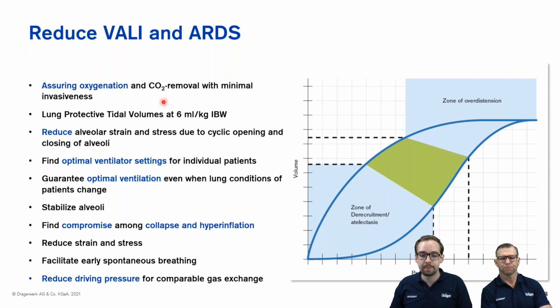At the same time, I think it's still clear priority number one is assuring oxygenation and CO2 removal with minimal invasiveness. We heard already about lung protective tidal volumes. What we also want to do is reduce stress and strain, finding optimal settings, stabilizing alveoli, finding a compromise between collapse and overdistension, and also, as one of the latest results of research, we want to reduce driving pressure.